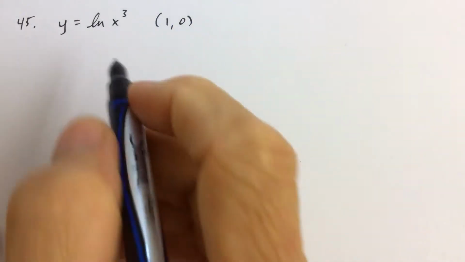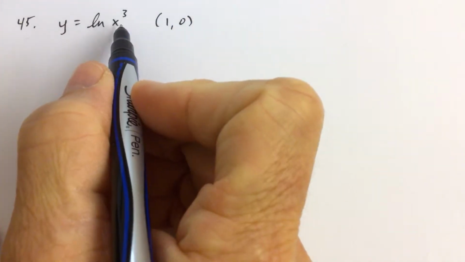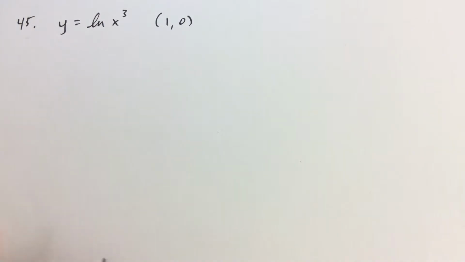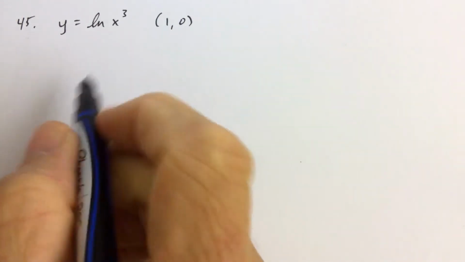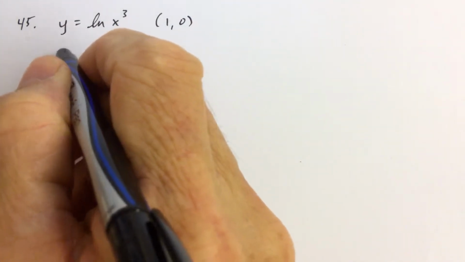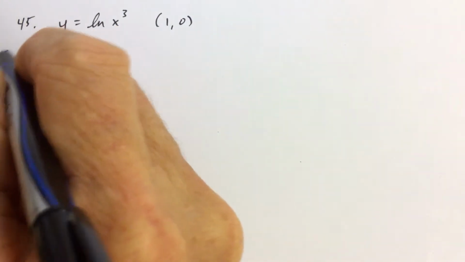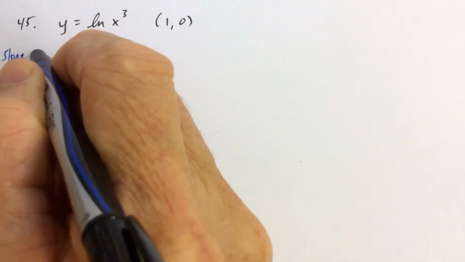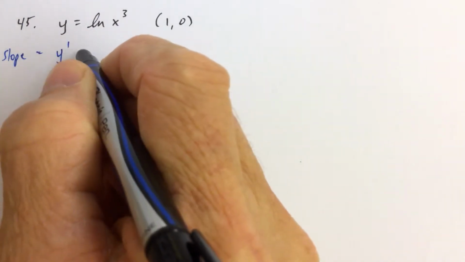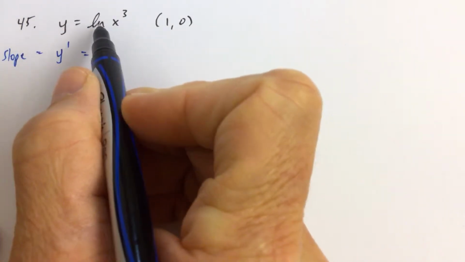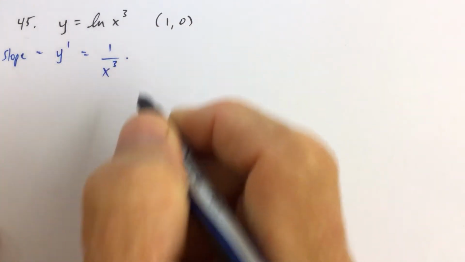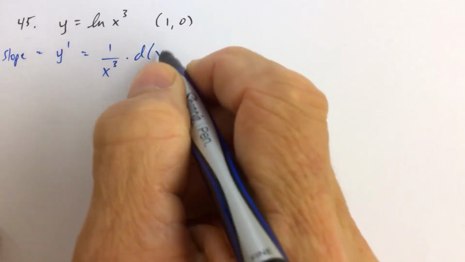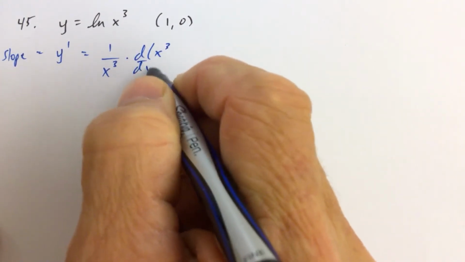In number 45, we're supposed to find the slope of this curve at that point, or the slope of the tangent line to this curve at that point. Well, I'm not really sure what the curve looks like, nor do I really care too much, because if I want to know a slope, the slope of any tangent line is equal to y prime, which is equal to, now the derivative of ln of anything is 1 over the anything, but if that anything is something other than x, then we have to multiply by the derivative of that anything. That's just the chain rule.